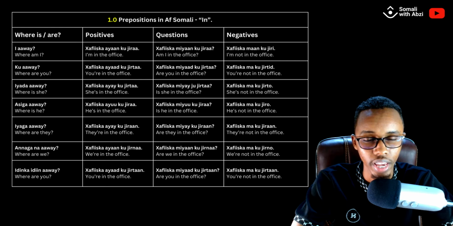Next is where is he? Asiga away, he's in. Xafiiska ayuu ku jiraa. Is he? Xafiiska ma ku jiraa? Negative, xafiiska ma ku jiro.